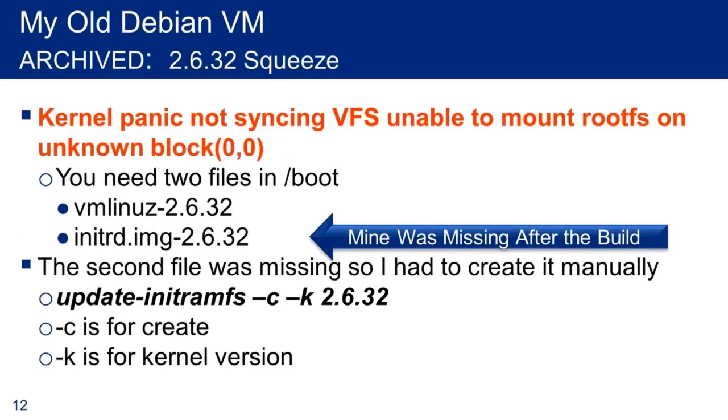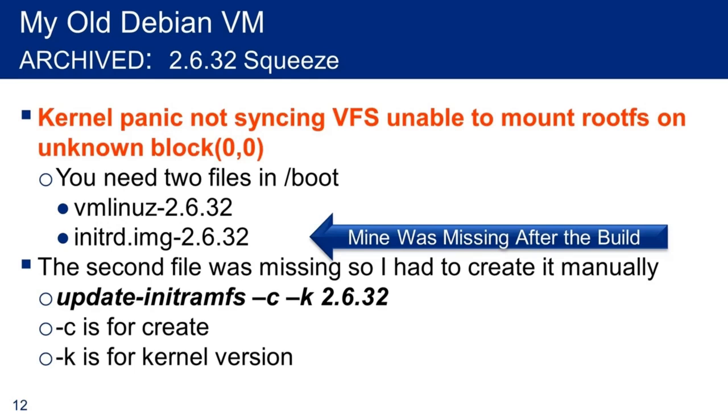Once again, my old Debian build did not make things easy. I got a kernel panic telling me the kernel could not mount the file system. It turned out that a file was missing in the boot directory. I'm not entirely sure why this happened, but the good news was it was not a rare occurrence, so I was able to find some guidance on the problem. The fix was pretty simple.